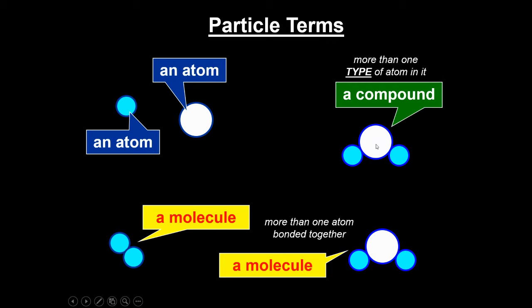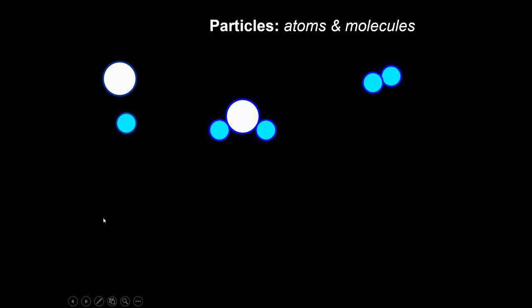So here's a compound. This big white atom is probably oxygen, and these 2 blue atoms are probably hydrogen. So this is a molecule of H2O, or water. Now, this compound is also a molecule because it has more than 1 atom. But this molecule over here with the 2 blue atoms, it's a molecule, but it's not a compound. It doesn't have more than 1 type of atom in it.